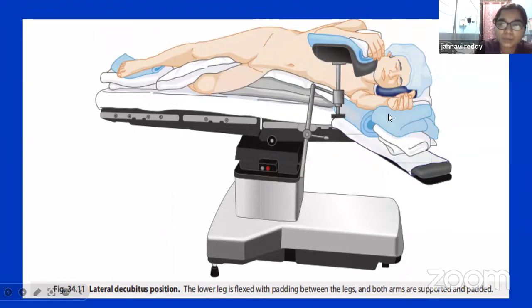The dependent arm is supported with padding so that we can prevent brachial plexus injury and ulnar nerve injury and radial and median nerve injury. And the upper non-dependent arm is also kept on support, and it is also adequately padded so we can prevent nerve injuries. The dependent leg is flexed so that we can prevent nerve injuries in the dependent leg, and the non-dependent leg is also supported with adequate padding so we can prevent lower extremity nerve injuries such as sciatic and femoral nerve injuries.